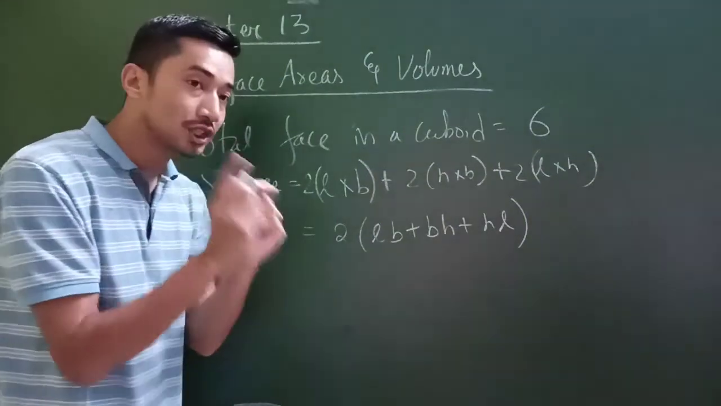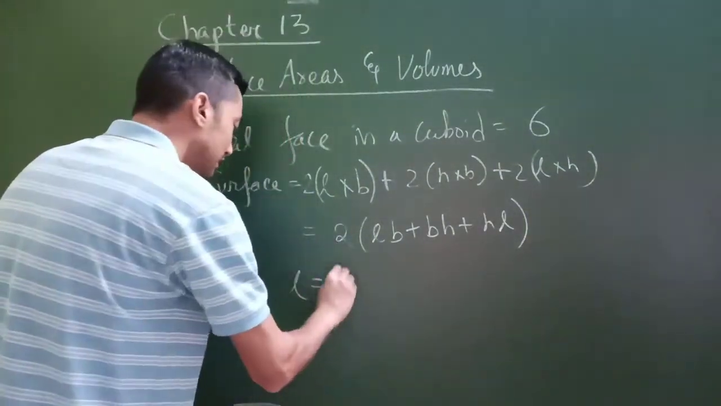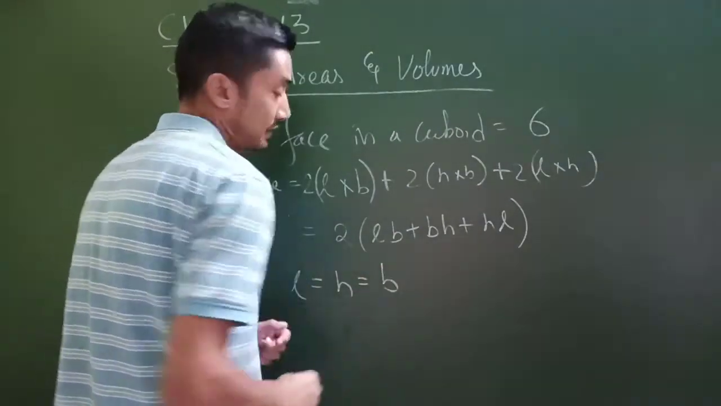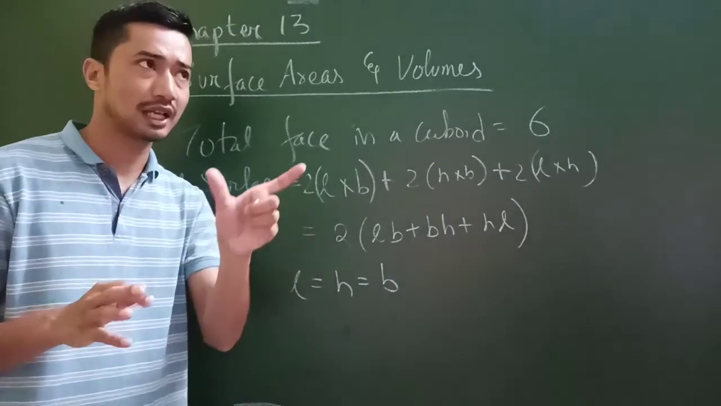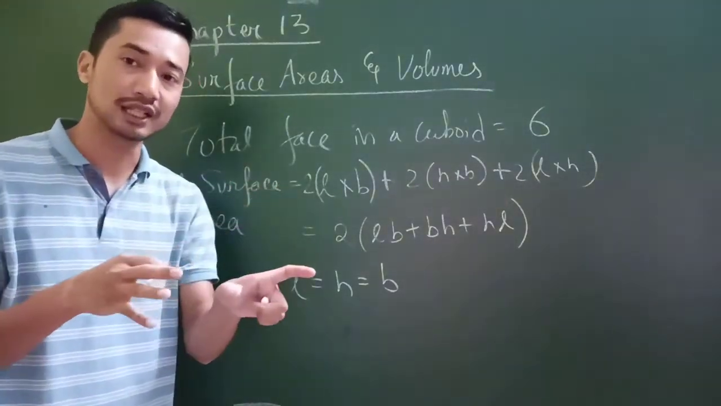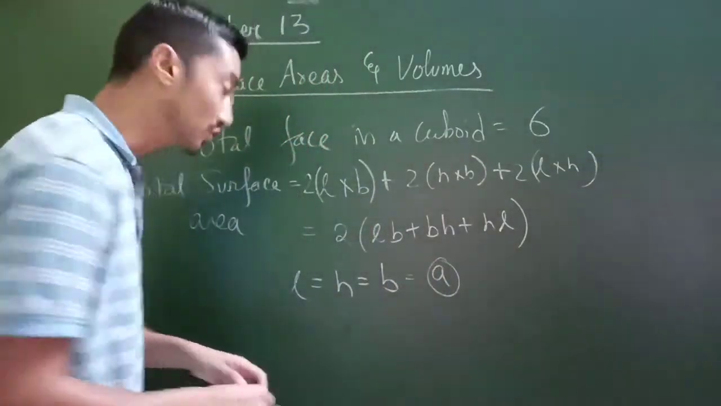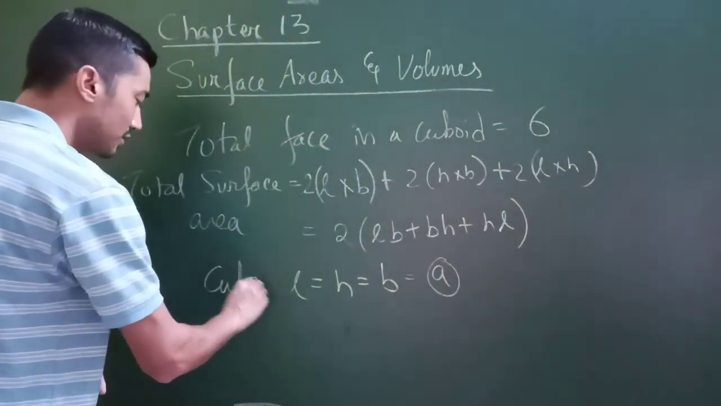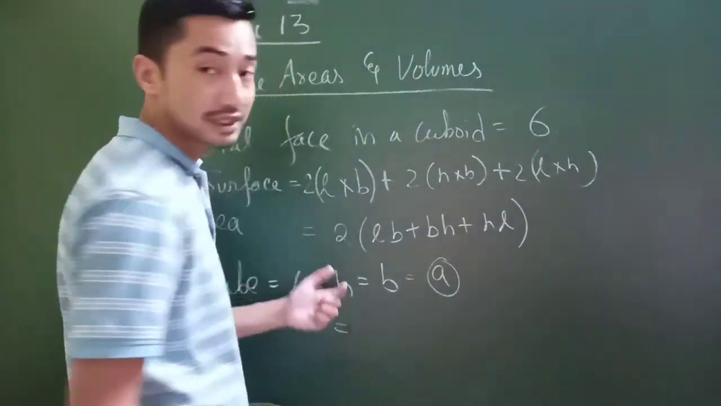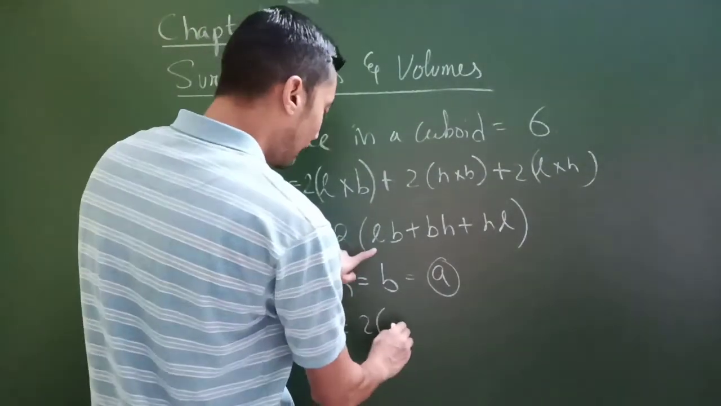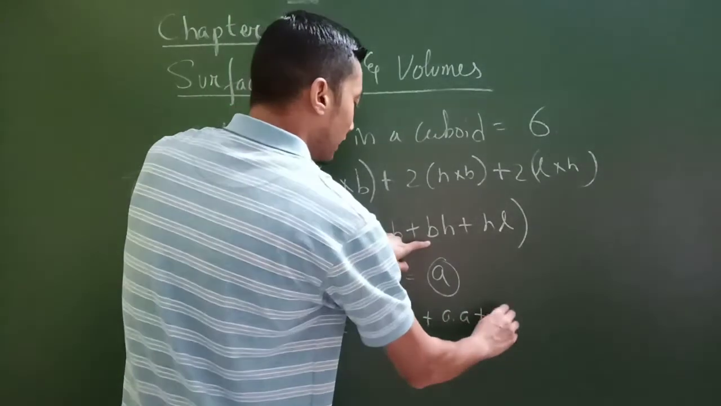Okay, but for a cube, what happens is for a cube, length is equal to breadth is equal to height. For a cube, length, height, breadth, they are all the same, like a magic cube. And that dimension we just call A for a cube. Okay, for a cube, I'll just give you the difference one by one. So for a cube, if you find out the total surface area, that's going to be 2 into A into A plus A into A plus A into A.